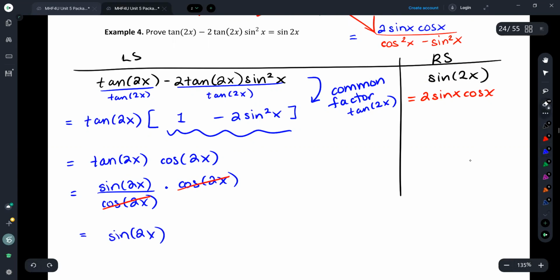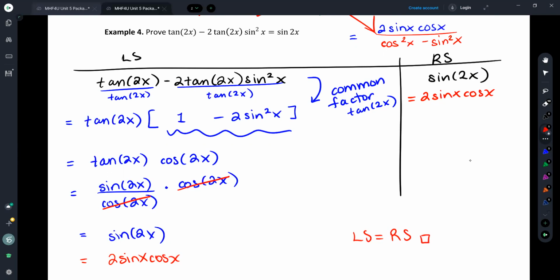So we actually didn't even need this. We can just erase this step right here, because I can't erase right now. I'm just going to plug in 2 sine x cos x, which is the double angle identity, and then we're done. Okay, any questions that I can clarify for this guy?